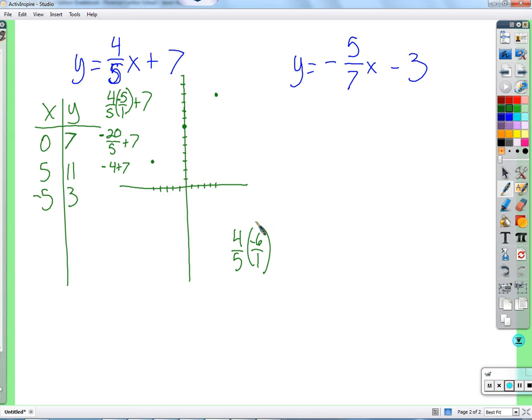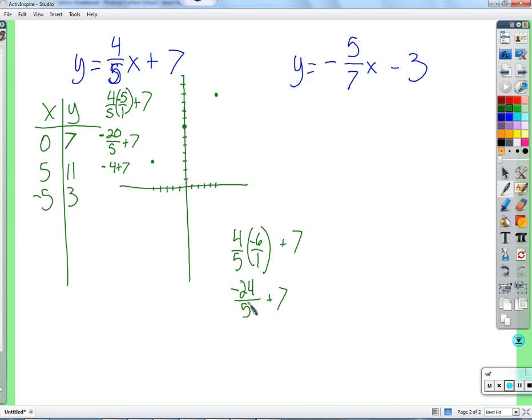I am not going to get a multiple of 5 in the numerator, so it's not going to be divisible by 5, so that's not going to be so great. I'm going to get negative 24 over 5. So close. Just not quite. Plus 7.